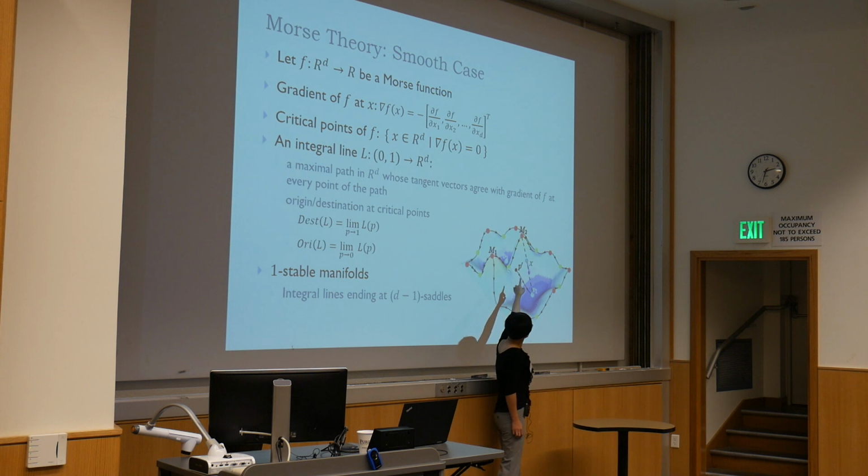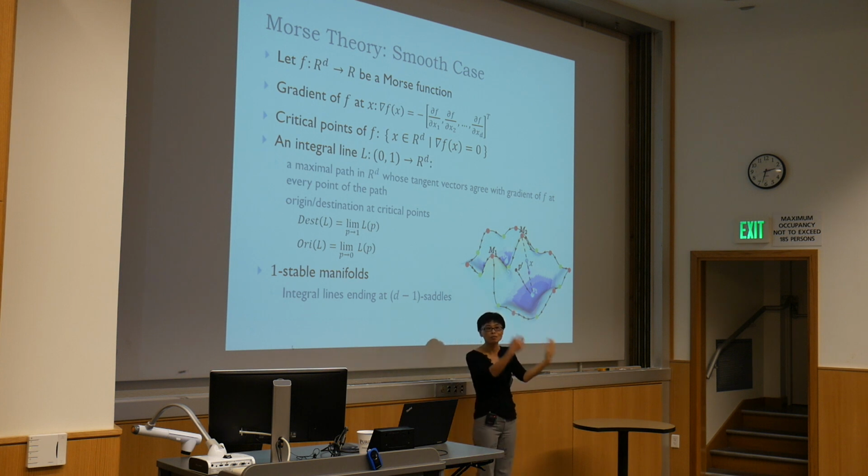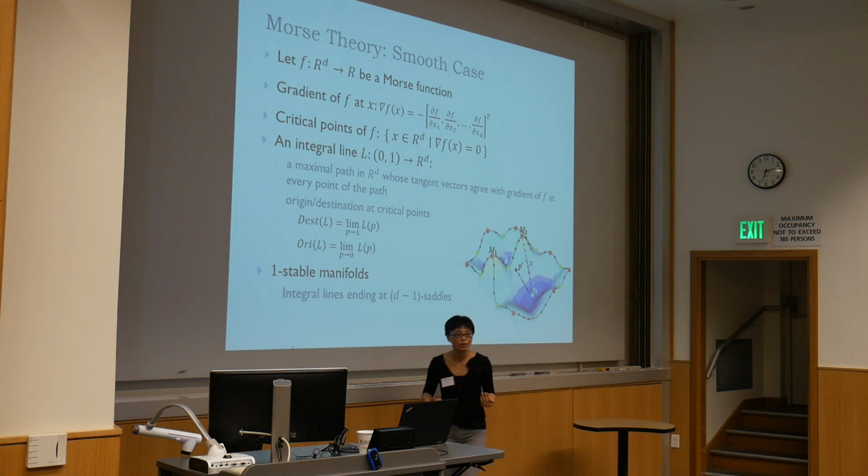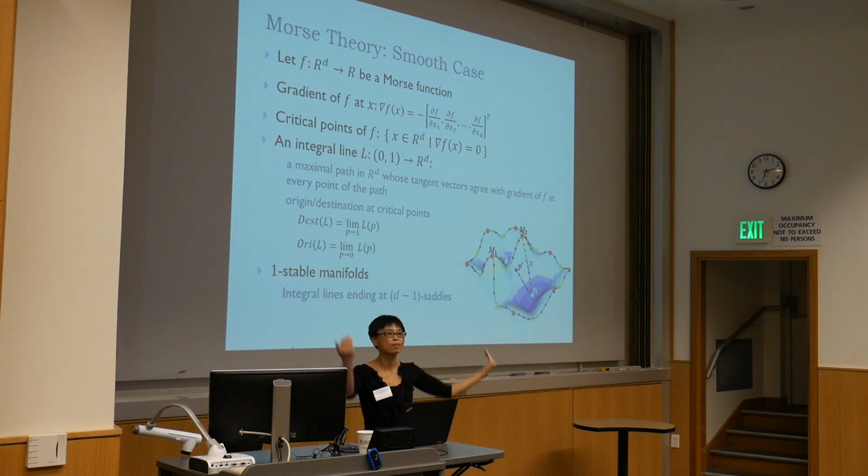If I drop a drop of water here, it goes to this basin. But if I go a little bit off to the other side, it would go to the other side's basin, right? In the middle, there's some separation. That's your mountain ridge. This middle one is the one-stable manifold to the saddle. It's like the mountain ridge from max to saddle around the basin.